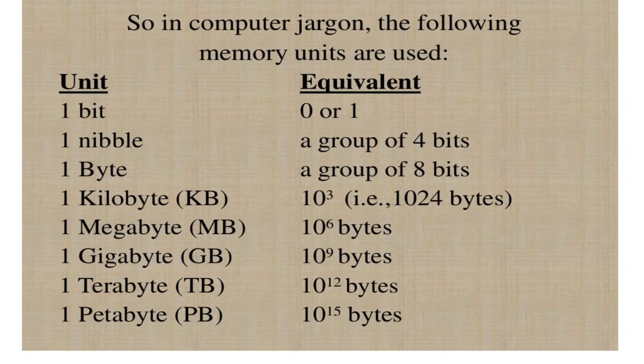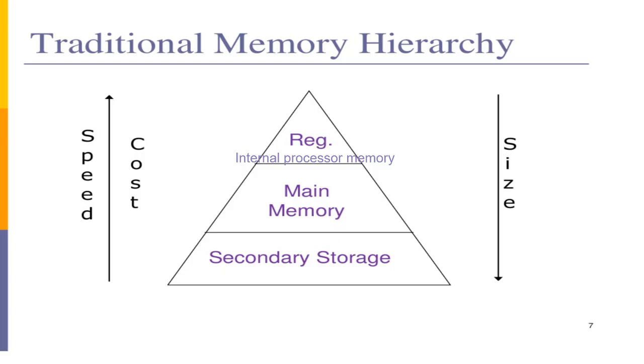Next, let us see the memory hierarchy, that is, which memories are efficient, what is their cost, and what is their speed. The traditional memory hierarchy is represented through a triangle, and at the top come the registers, or simply the internal processor memory. As you can see, the triangle sharpens at the top. At this point the cost is higher as well as the speed.